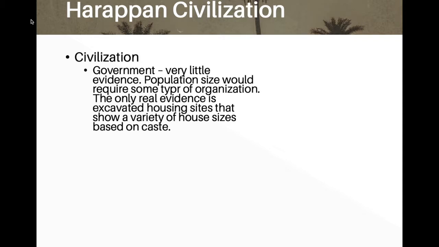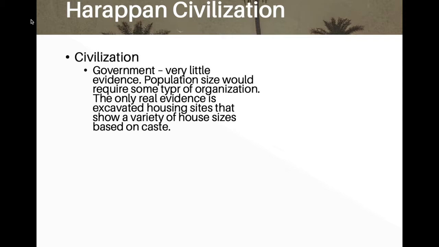In regards to a government structure, there's very little evidence of any kind of government structure, juxtaposed to Egyptian rulers that had a vast structure to the government system, with Pharaoh being at the top, and then other nobility and a structure for governing the people. The Harappan civilization, there was not much of a government going on.